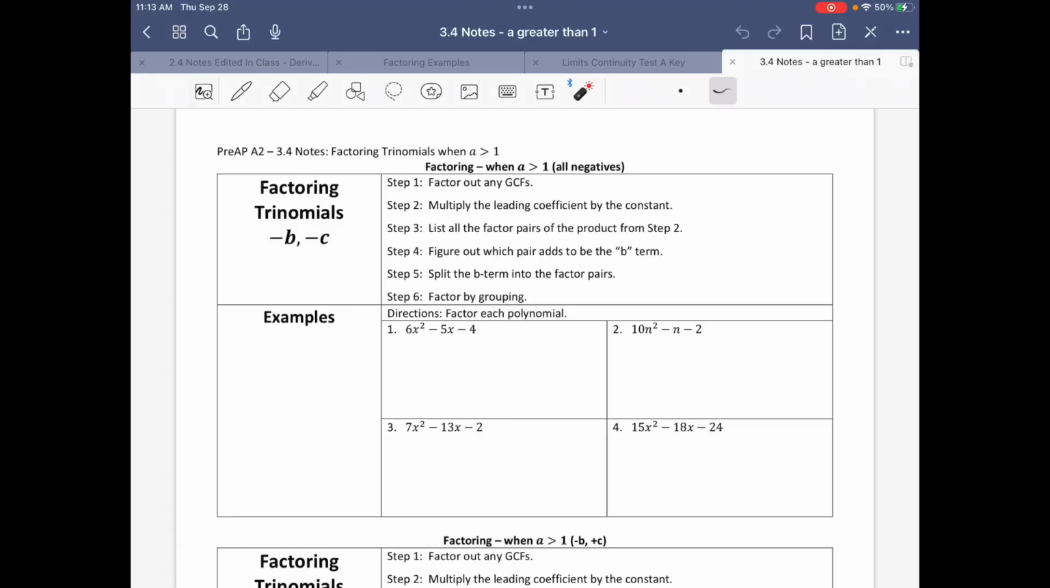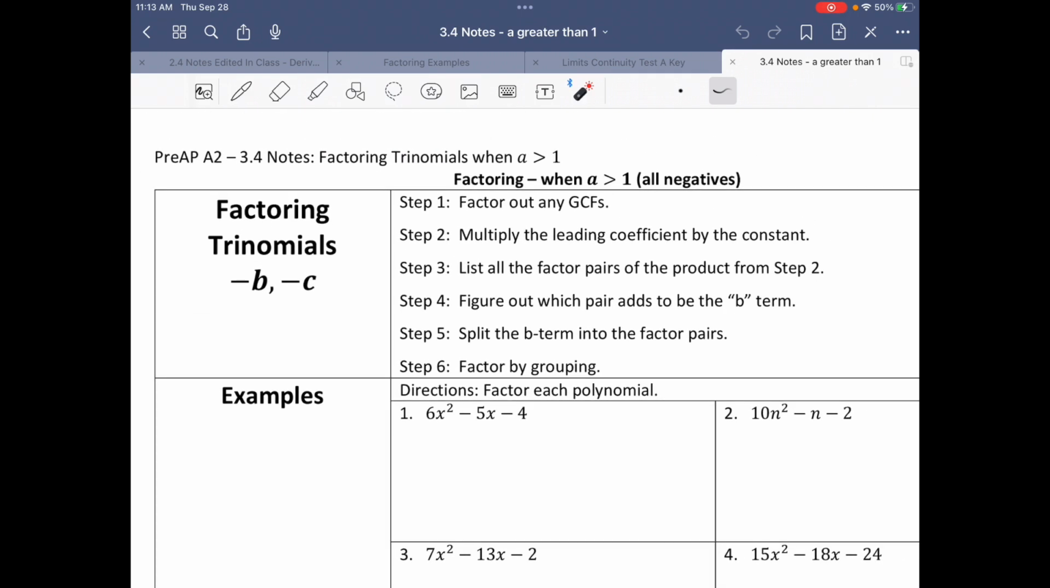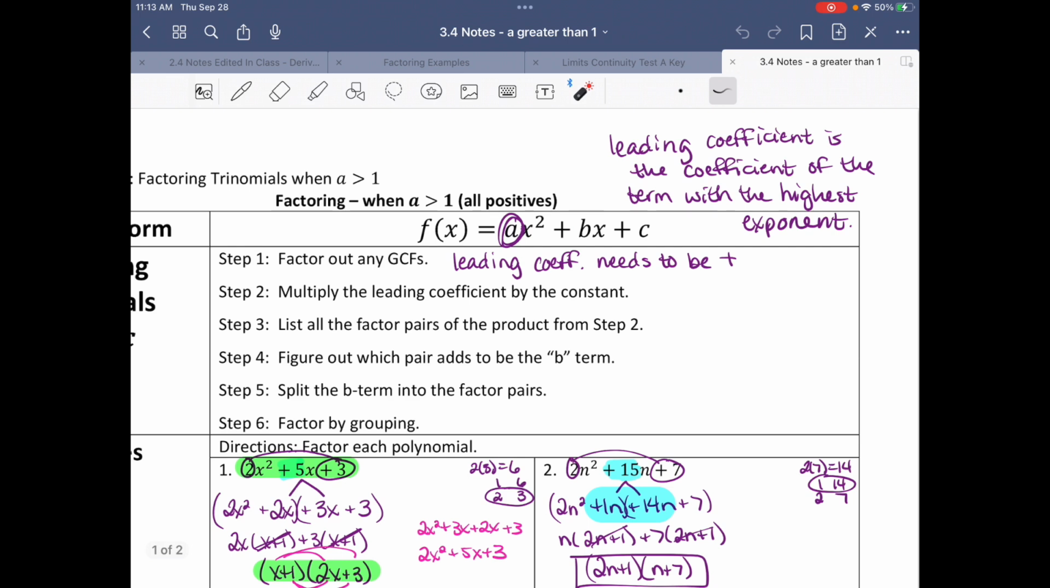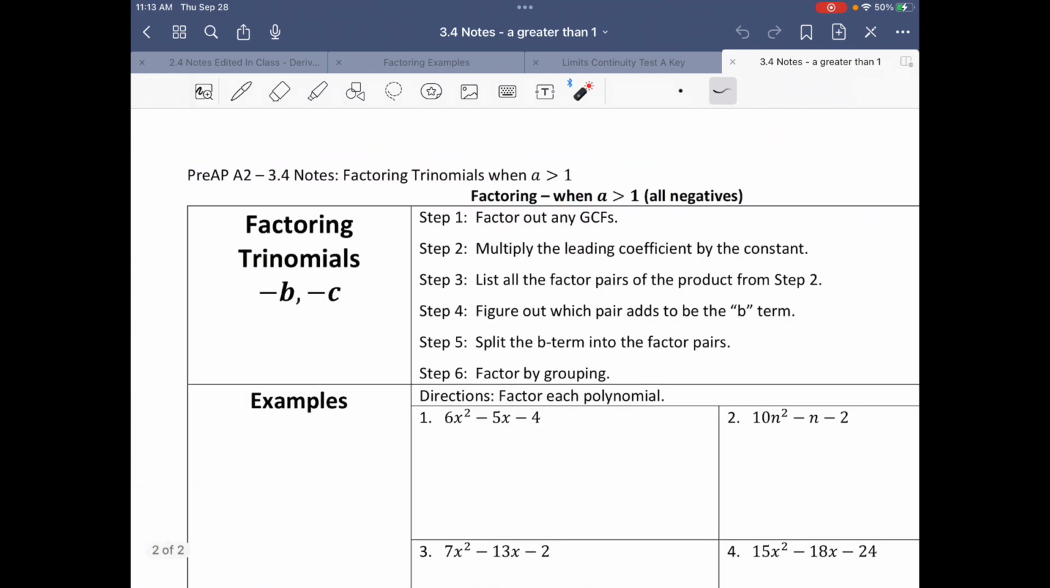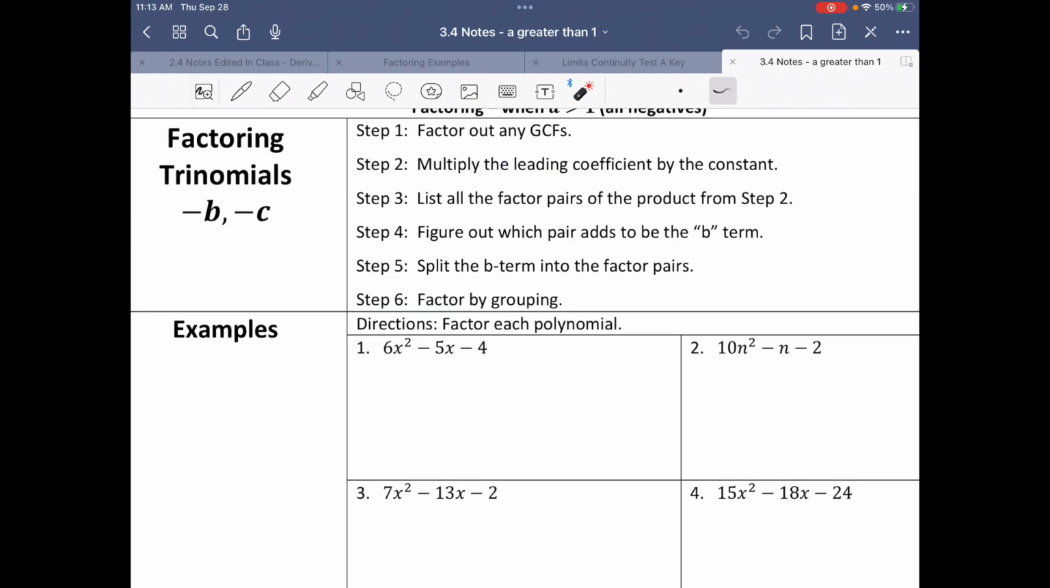All right, so in this section, we're still talking about when the A is not a 1, so when that leading coefficient is something other than a 1. But this time, your B and your C term are both negative. So remember, we have standard form, ax squared plus bx plus c. When the B and the C are both negative, we do something a tiny bit different.